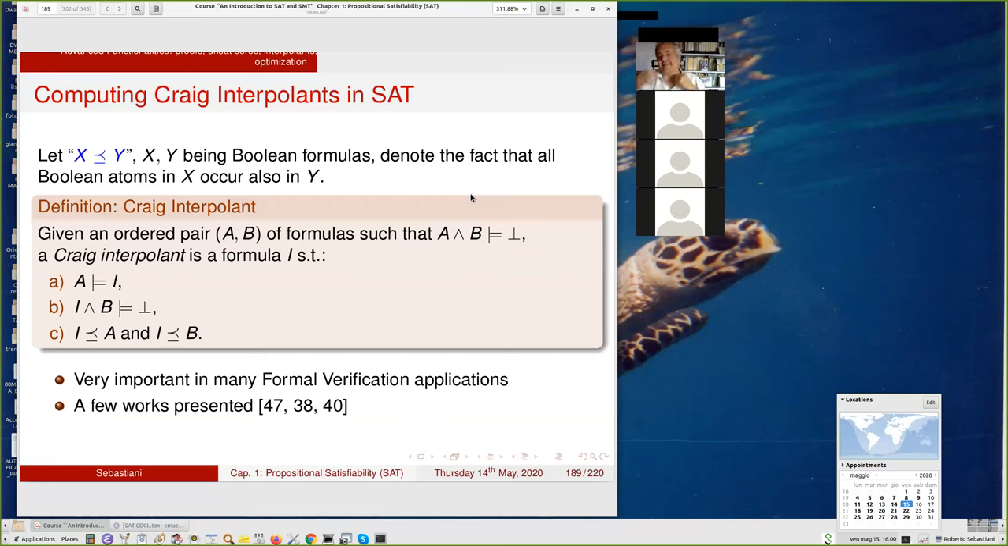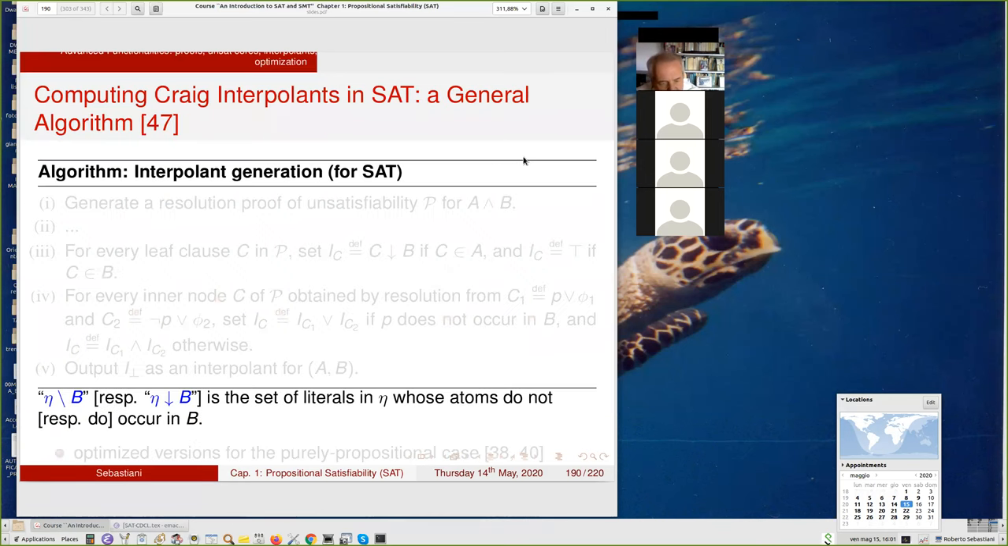Notice that these interpolants, I think many of you come from the formal verification community. This is very important. The notion of interpolant is very, very important in formal verification. It is used, thanks to the work of McMillan and other people. So if there is no other work left, nothing left.